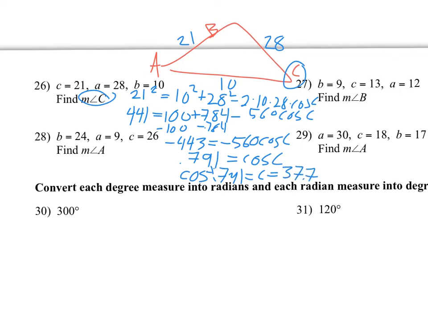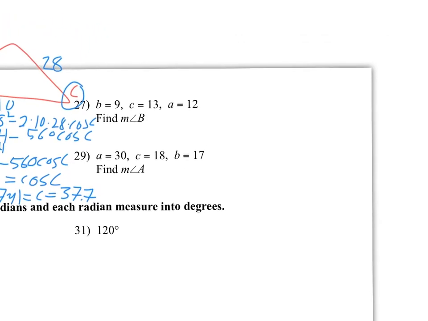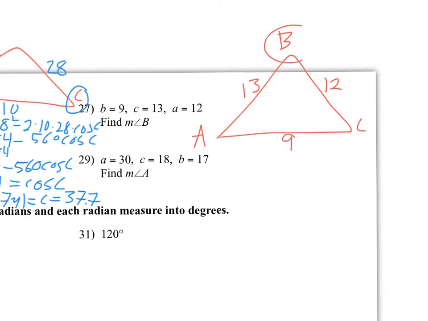You can expect to see one of these on your final because these are a little bit more challenging and require a little bit more nuance as far as the math that you're doing. So let's talk about another one of these. Let's look at, I don't know, 27. We got A, B, C again. Side A is 12, side C is 13, and side B is 9. I'm looking for B in this case.